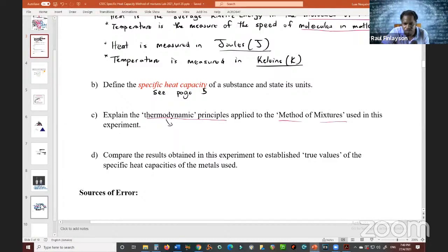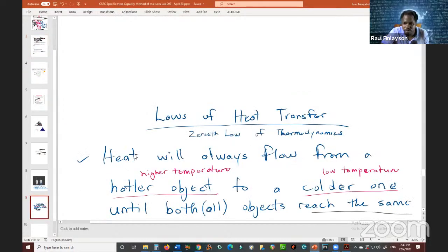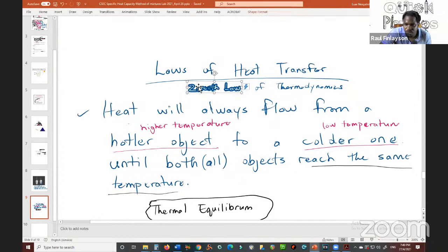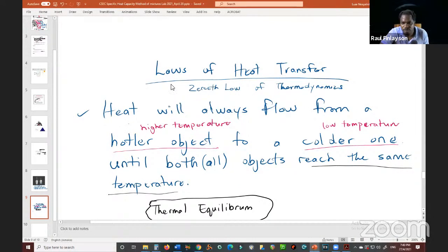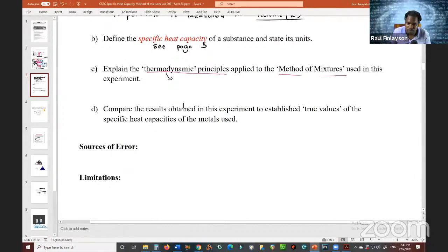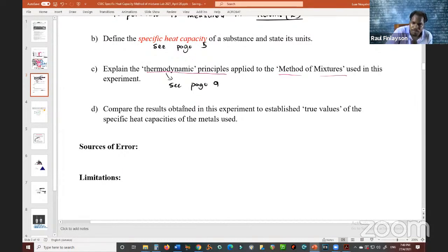Wait, what? I missed something. Oh, yeah, I gave it this as the 0th law. So yeah. All right. So this is actually the 0th law then. All right, we just need this one then. I give it that. All right, so this would be on page 9. Let me just put that in. See page 9. Heat flows from a hotter body to a colder body until they reach the same temperature. That's the thermodynamic principle. The method of mixtures using experiment.